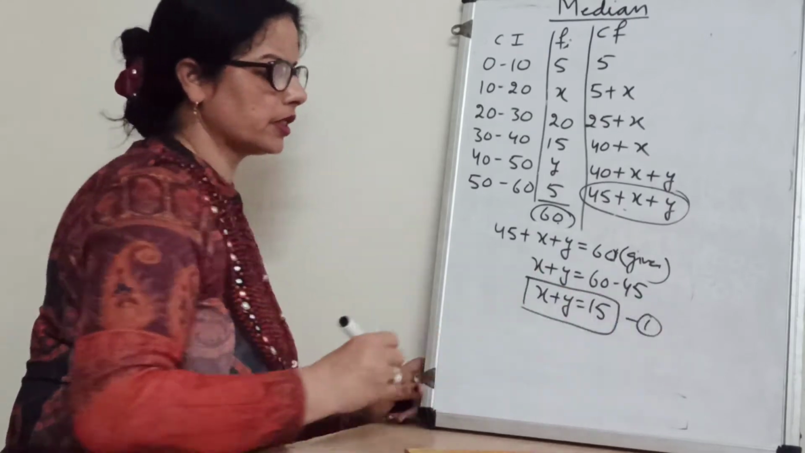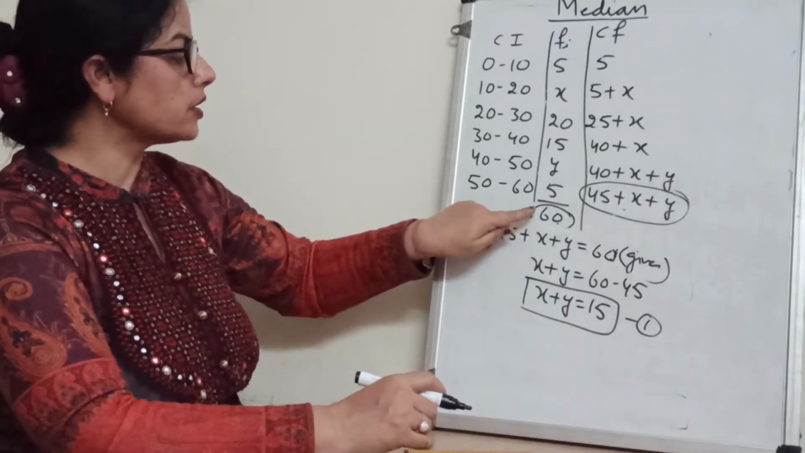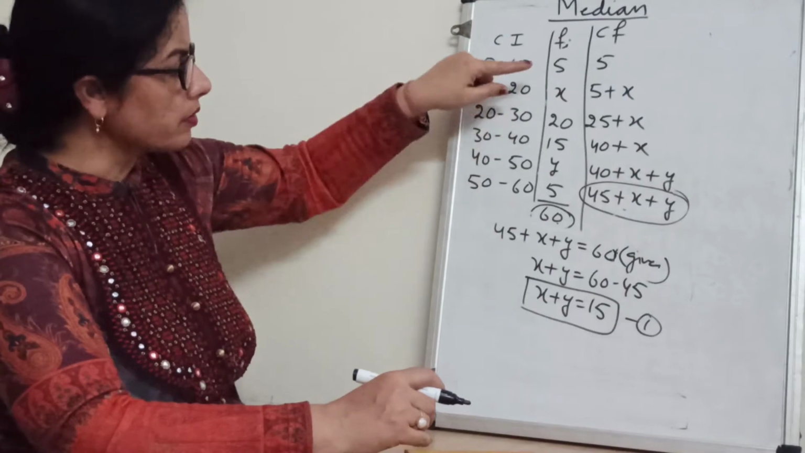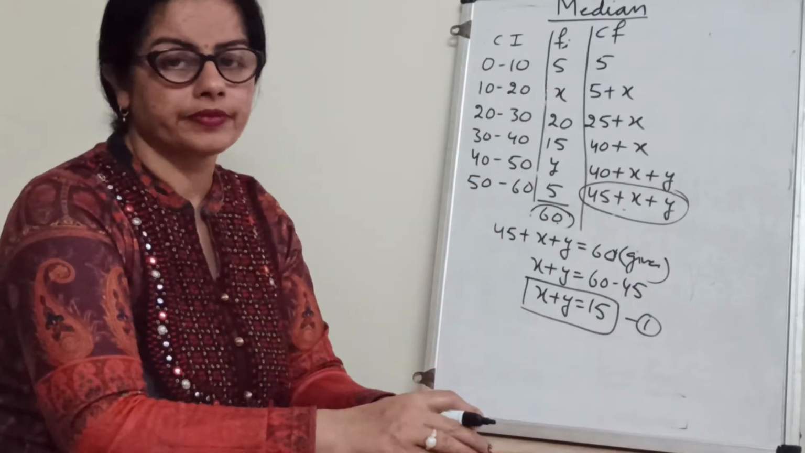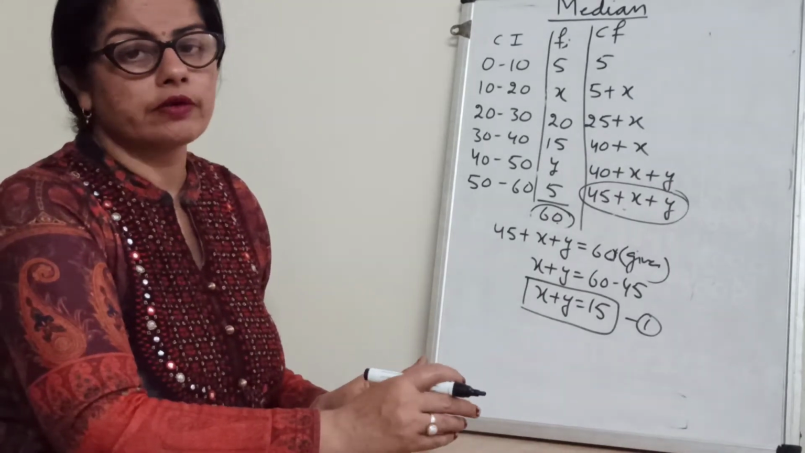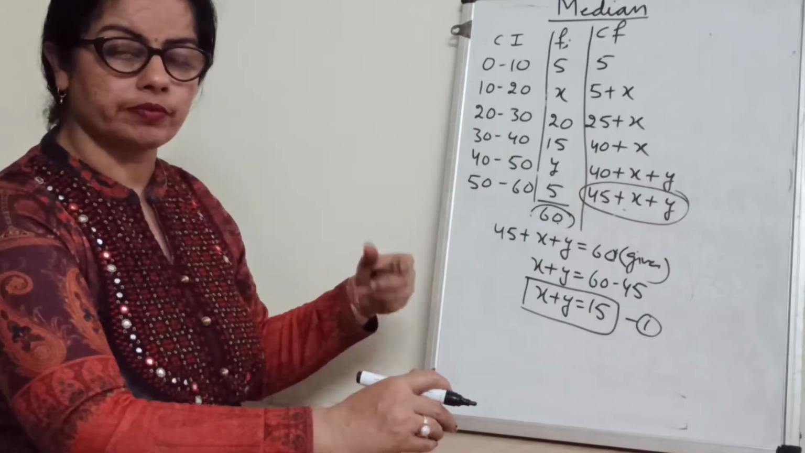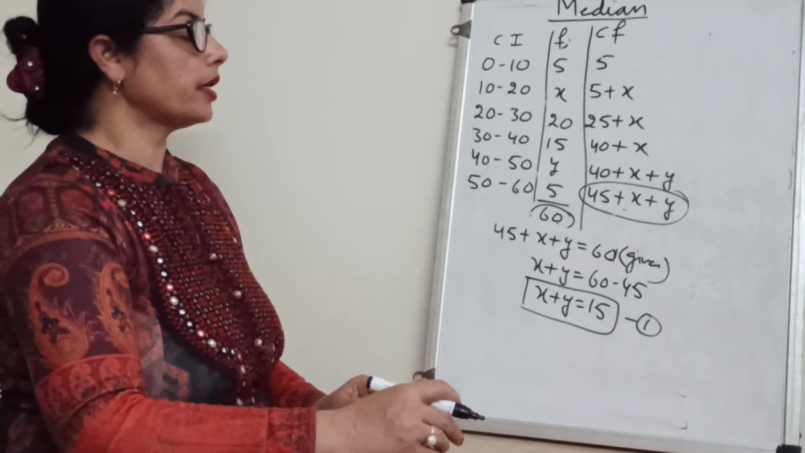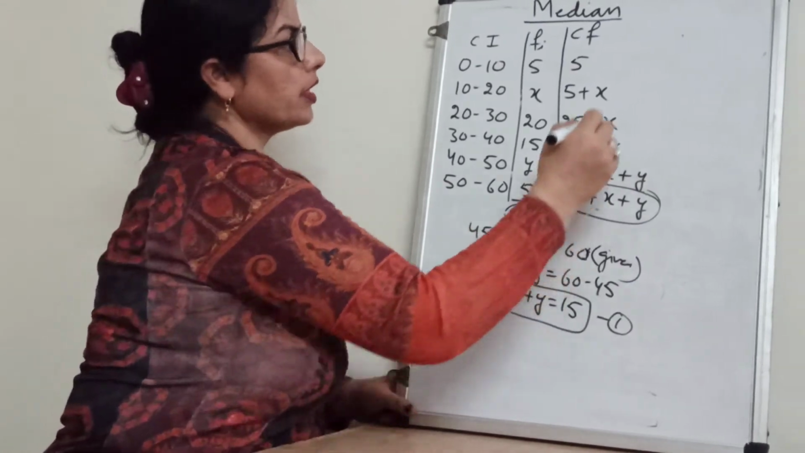This will be the first equation. So from here, with the help of this 60, we found that the sum of x and y is 15. Now one more equation we will get in terms of x and y with the help of median. Median is given to us, but we will also find median. As we know, what is the way to find median? First we write n by 2.